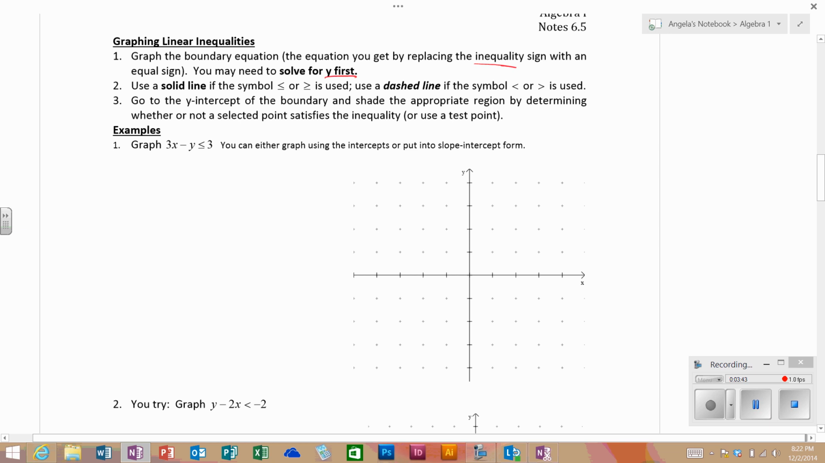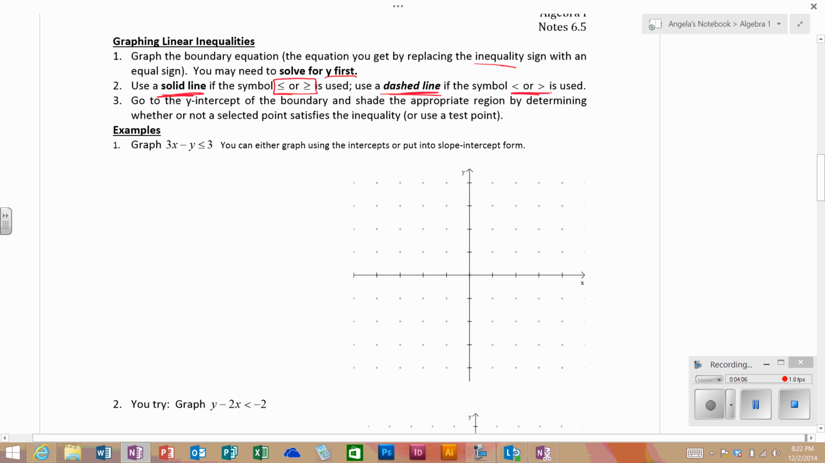Once we graph it, we have it in the way we want. We're going to graph it using either a solid line or a dashed line. A solid line is used for the greater than or equal to or less than or equal to signs. Dashed is when we don't have the equal sign below. And then lastly, we have to decide what part of it to shade. And I'm going to show you what this means, okay?